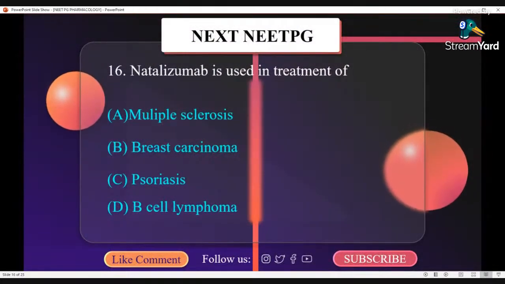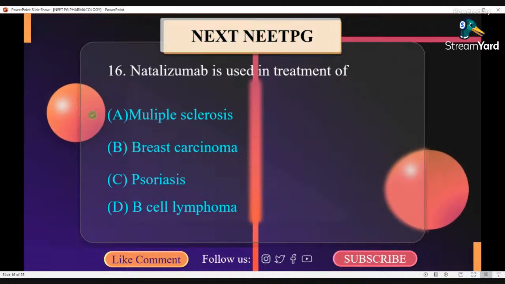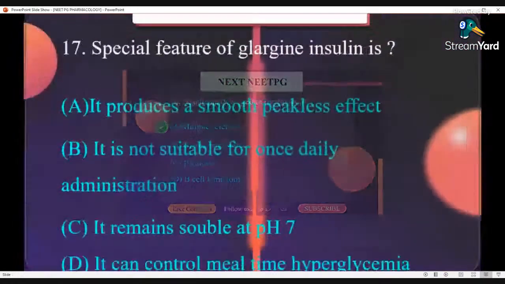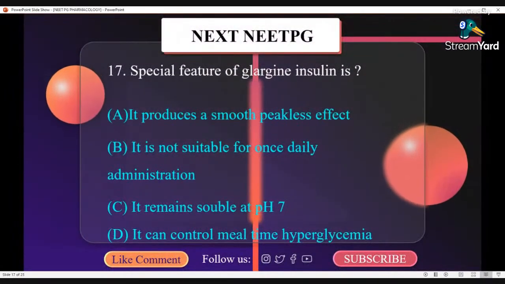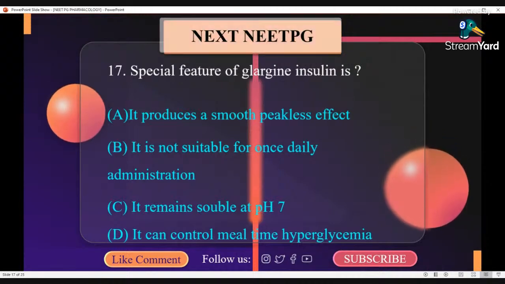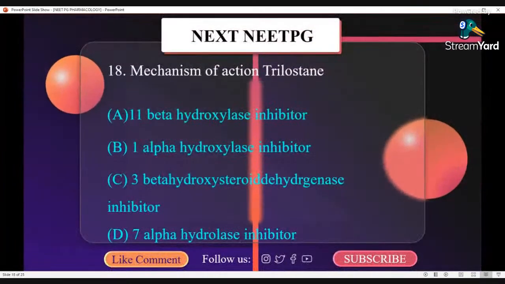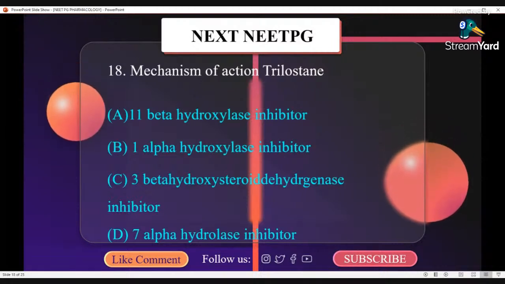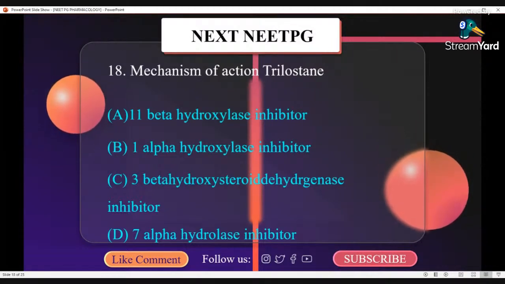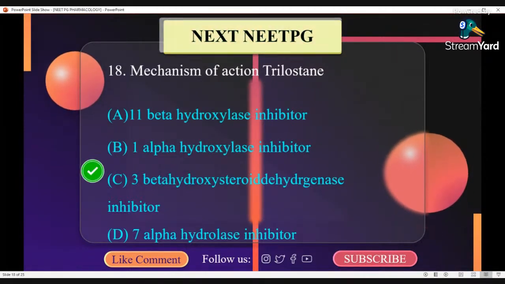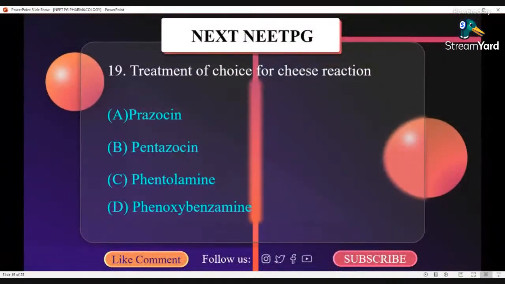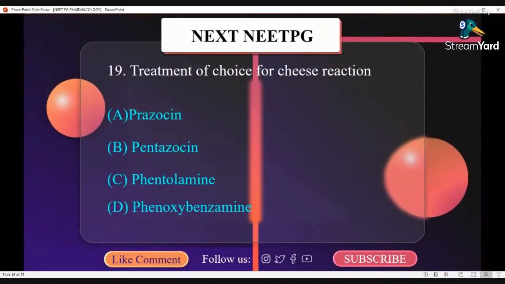Natalizumab is used in the treatment of multiple sclerosis. Special feature of glargine insulin is that it produces a smooth, peakless effect. Mechanism of action of trilostane is 3-beta hydroxysteroid dehydrogenase inhibition. Treatment of choice for cheese reaction is phentolamine.